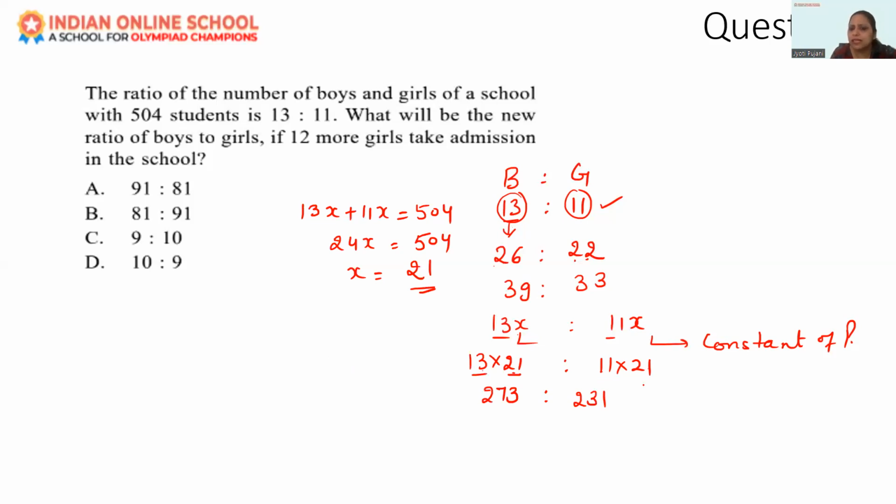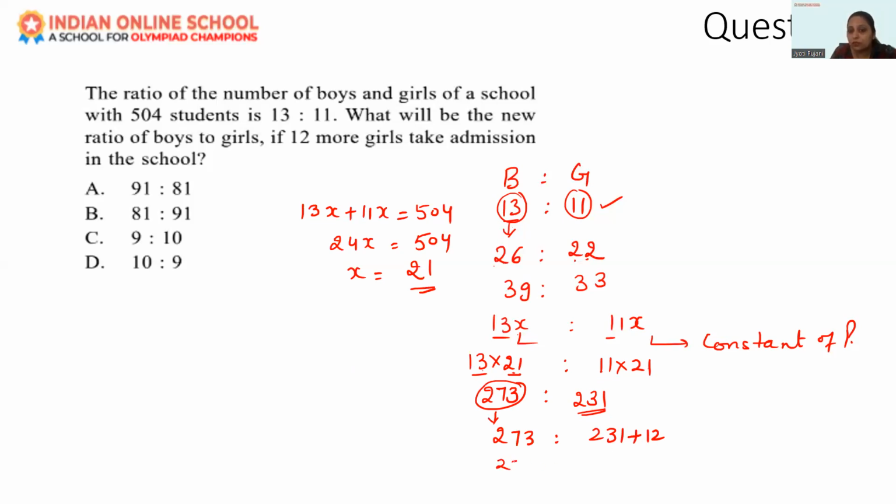It means the number of boys is 273 and the number of girls is 230. Now they are asking, what will be the new ratio of boys to girls if 12 more girls take admission? Boys remain the same. Only 12 more girls will be there. So I will add 12 to only the number of girls.